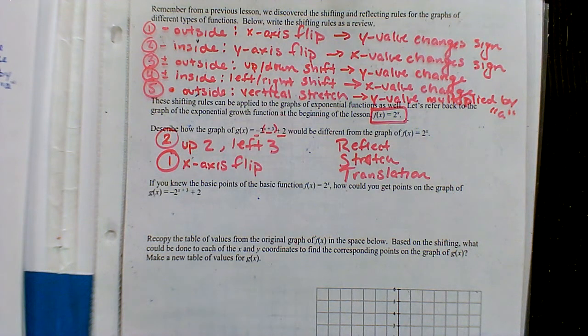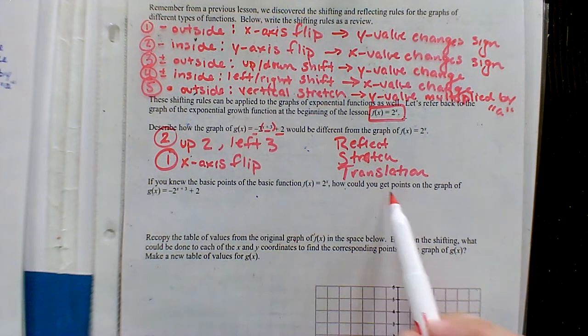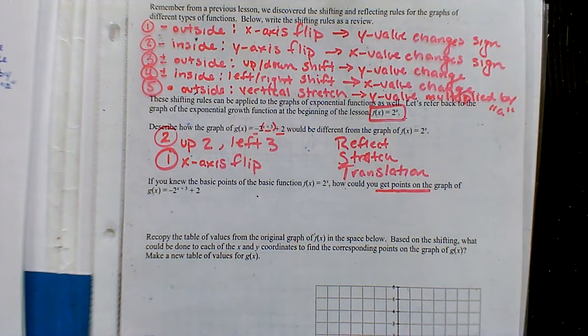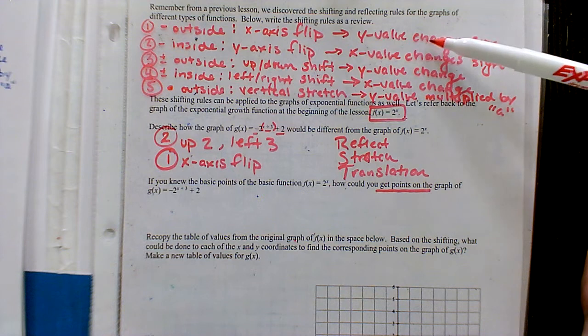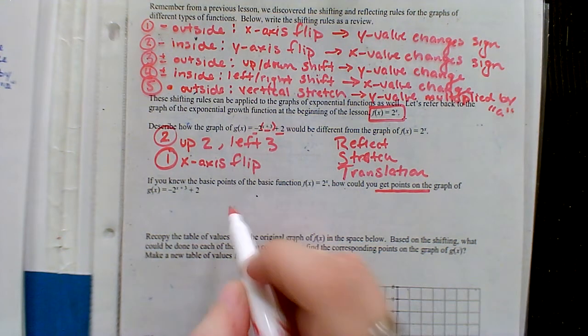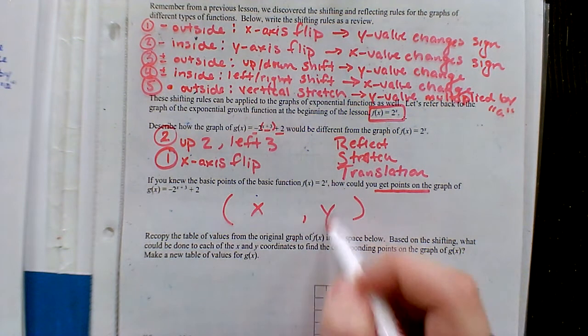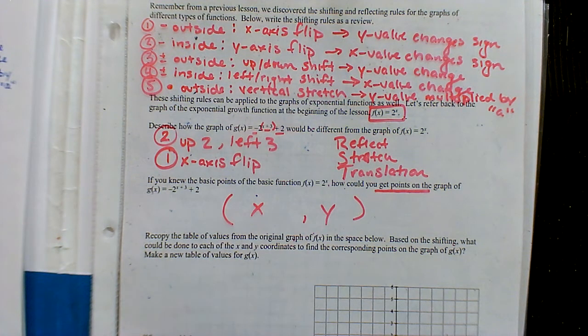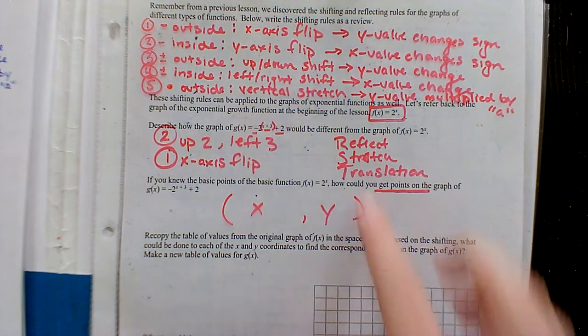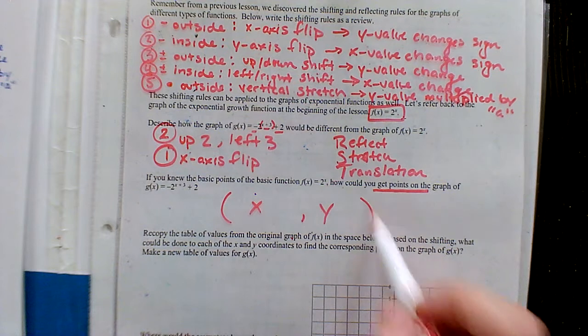Now that we know what these different changes are to the graph, how would they change the points on the parent function? We're going to use these last examples we wrote up here at the top to help us with that. Normally an ordered pair starts off with x and y. But if we're doing some changes, we are going to be adding, subtracting, maybe multiplying some values to those variables. So let's think about this.